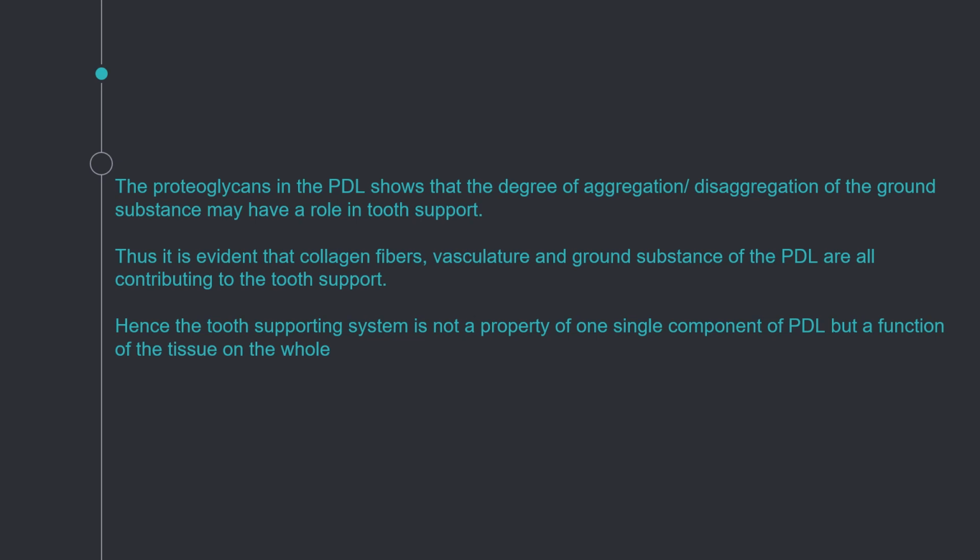So the collagen fibers, the blood pressure and the vasculature, the ground substance, all together contribute to the support of the tooth. So the periodontal ligament as a whole, not just one single component, the whole of the periodontal ligament is supporting the tooth.